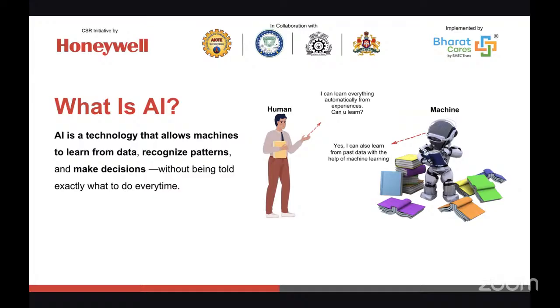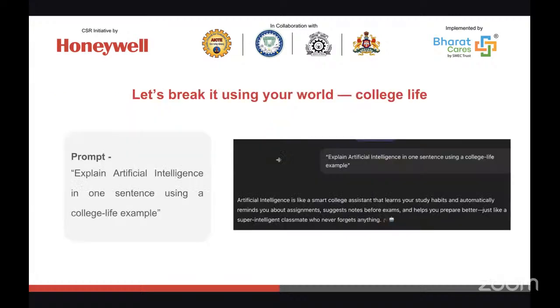Now, AI sounds like a big technical word, right? Let's break it down using your world, that is your college life. So open your ChatGPT and type the prompt shown on the slide: explain artificial intelligence in one sentence using a college life example. Be fast, everyone, because once you are done with that, you have to paste your sentence in the chat box.